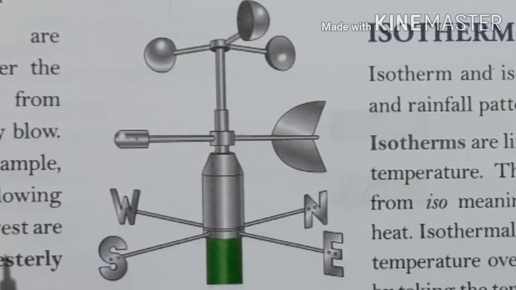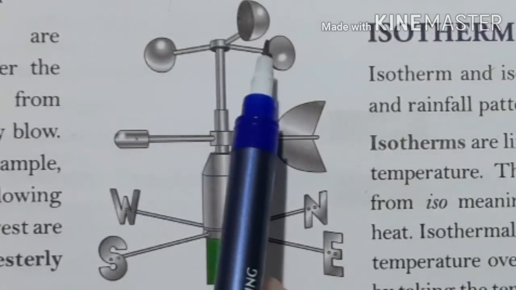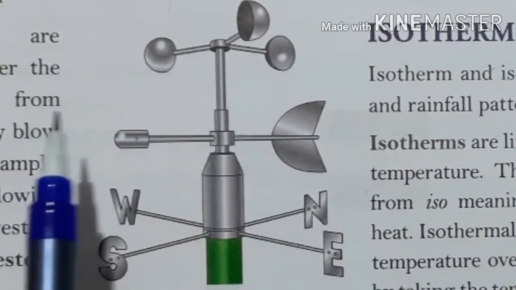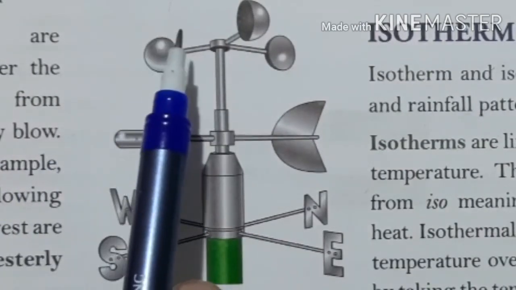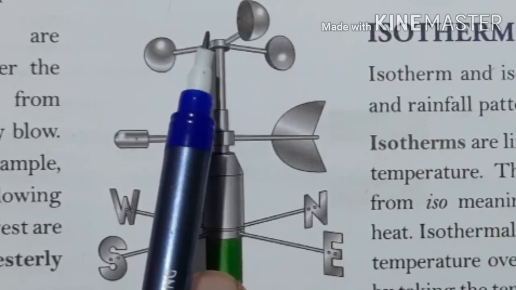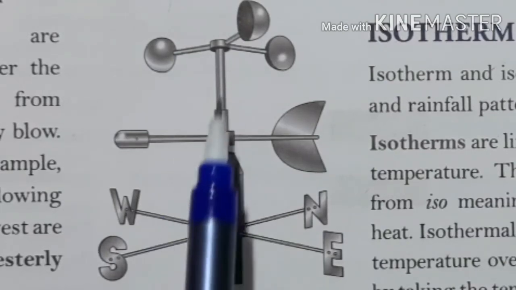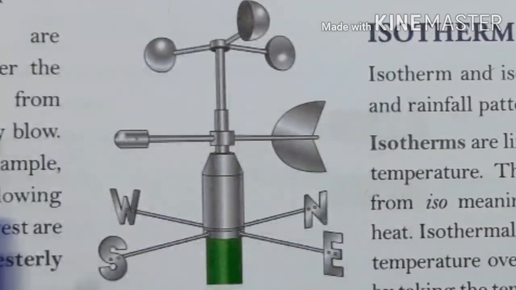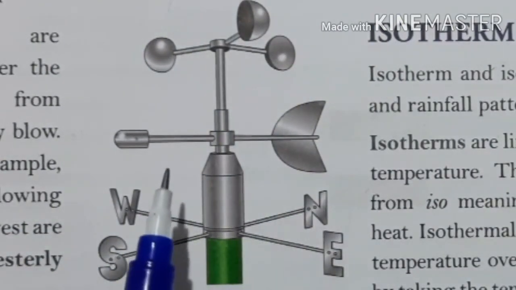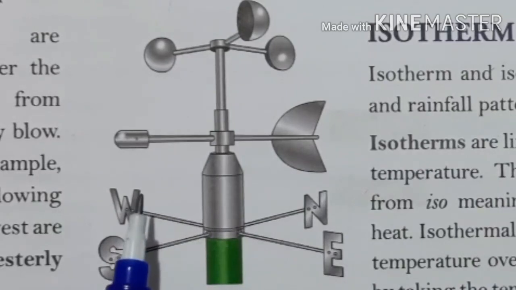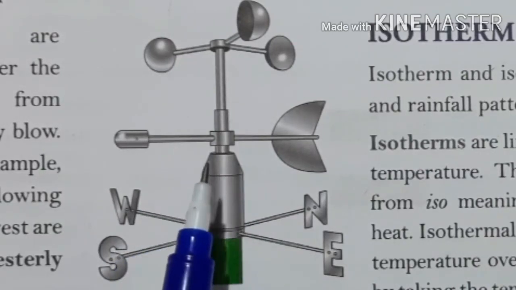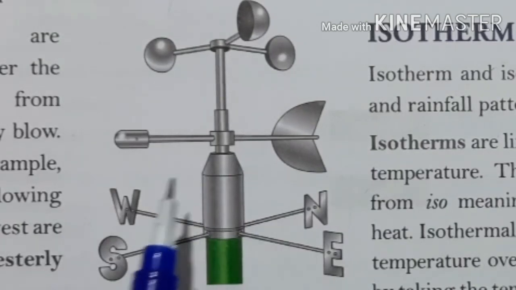The wind leads to the movement or rotation of these cups, and that is attached to a meter at the base. At the base there is a meter, and that will record the spinning movement of the cups. That spinning will show the speed of the wind. The unit is kilometer per hour, otherwise knots. Kilometer per hour or knots.